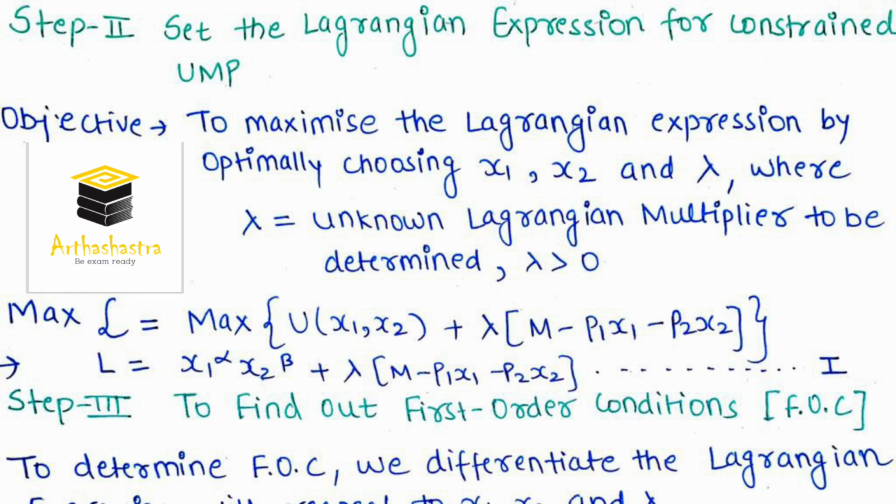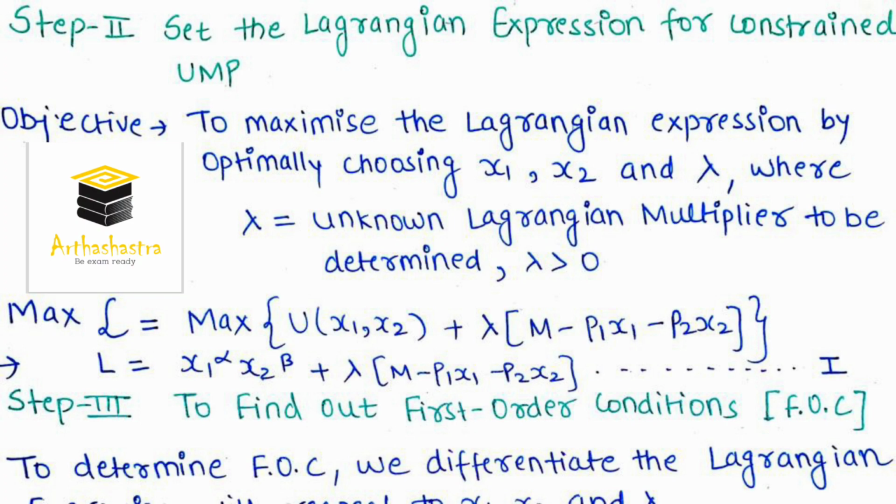So we set up our maximization problem as maximum Lagrangian, where L stands for Lagrangian, is equal to the utility of x1, x2 plus our budget constraint, so lambda times M minus p1 x1 minus p2 x2. So we have written our budget constraint and the utility function. Now in our case, the Lagrangian becomes x1 raised to the power alpha, x2 raised to the power beta plus lambda times M minus p1 x1 minus p2 x2.